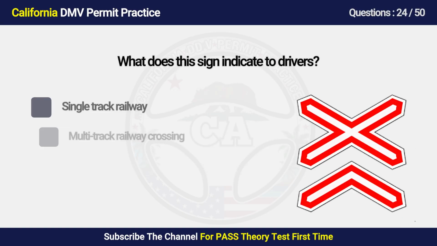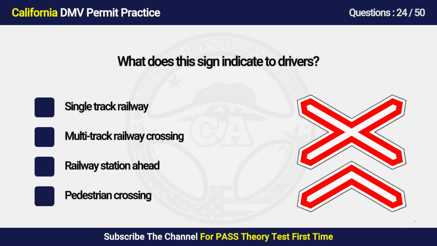Question 24. What does this sign indicate to drivers? A. Single-track railway. B. Railway crossing. C. Railway station ahead. D. Pedestrian crossing.